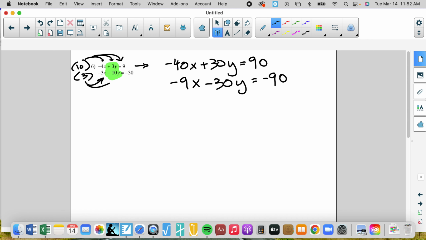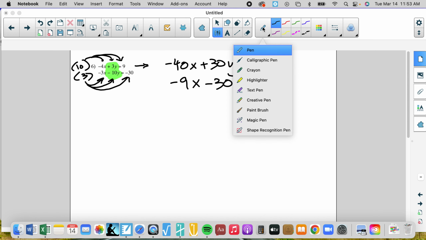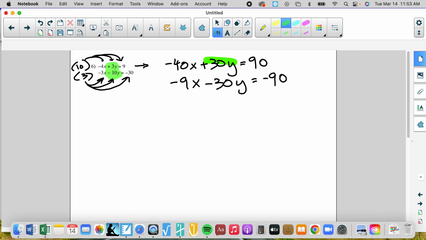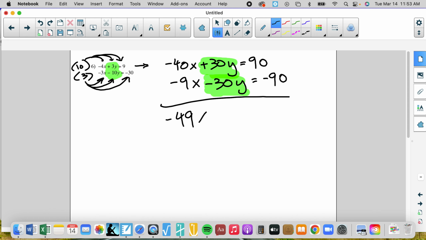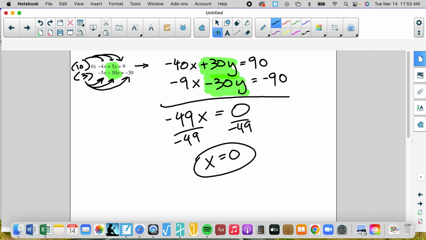So each one, and my objective was to cancel the y's. So make sure your y's are opposite of each other. Do they cancel each other out? Yes, they do. When we add the two equations together, we get negative 49x equals 0. Let's divide both sides by negative 49. We get x equals 0. Ooh, that's a fun one. We haven't had that before.